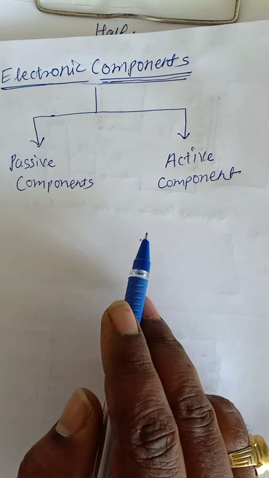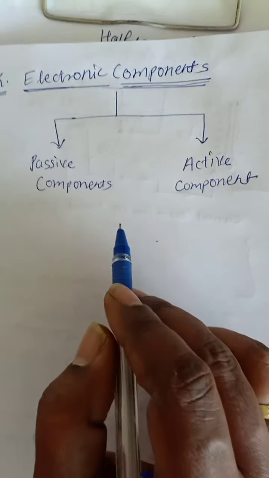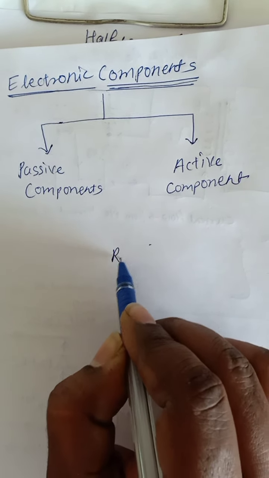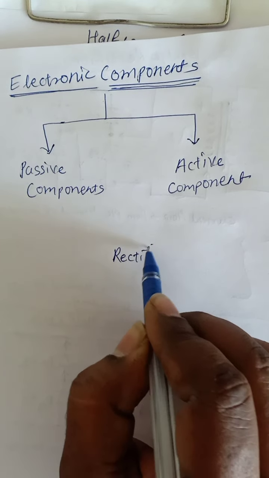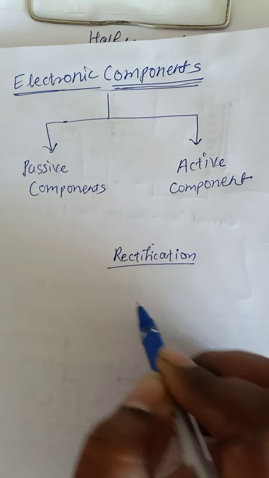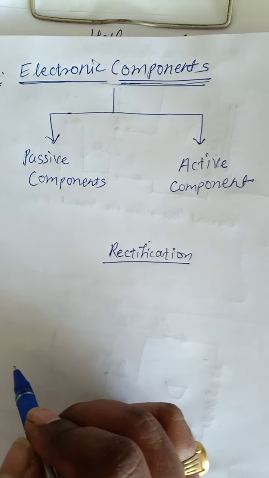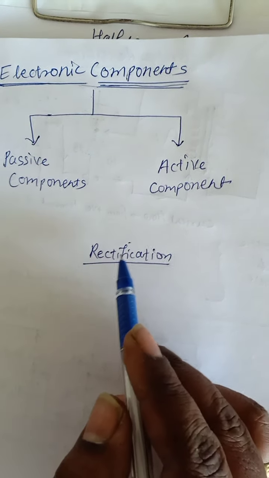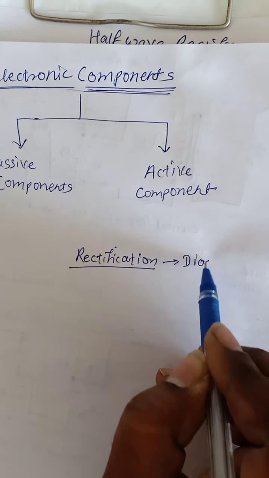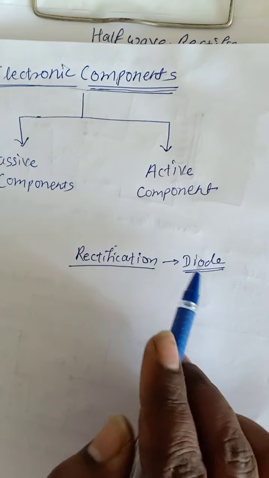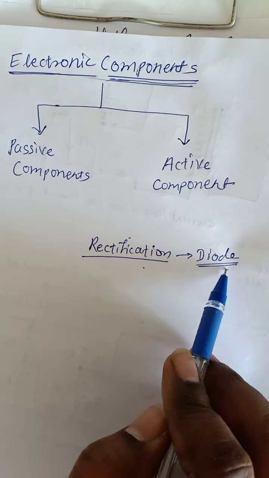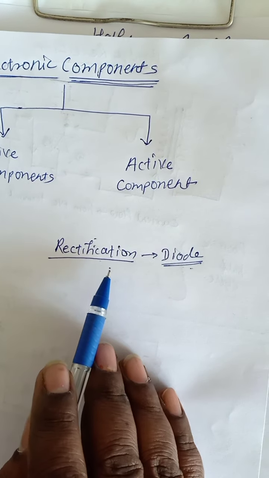So you know the rectification. Recently I have studied rectification. Which component do we use in rectification? In a rectifier, the basic component is the diode. So the diode has a property of rectification. So the diode is used for rectification.